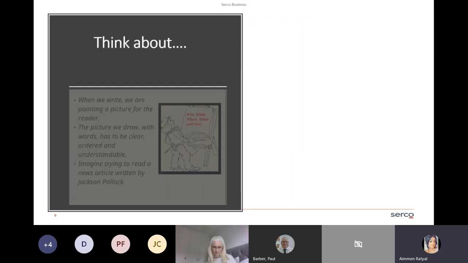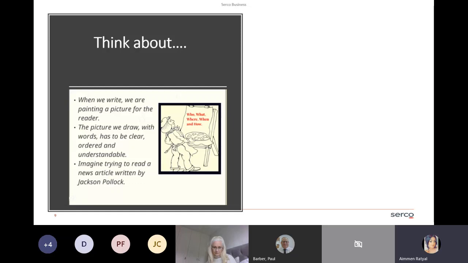So you can try and think about when we write as a whole, you're painting a picture for the reader. So the picture we draw, the words have to be clear and ordered in an understandable way. So imagine trying to read a news article written by Jackson Pollock. Now you're going to say to me, who's this? I didn't know who it was either.